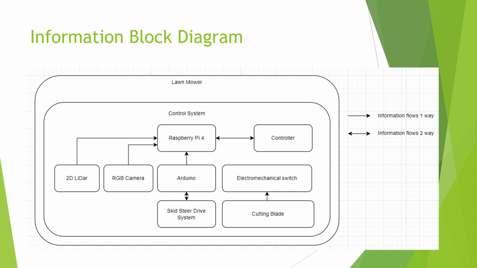The Arduino, yeah, and you can see the arrows are indicating information flow. So the skid steer drive system is two-way with the Arduino, right? It's the Arduino sensing and also giving actuation commands. The LiDAR and the camera are only supplying information to the Raspberry Pi. The Raspberry Pi is then communicating with the Arduino and the skid steer system. That's sort of the gist. That should be a two-way arrow.